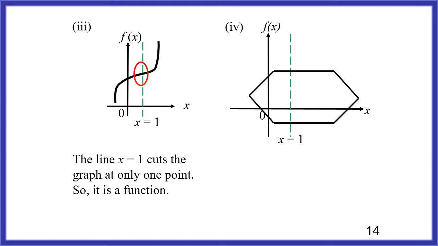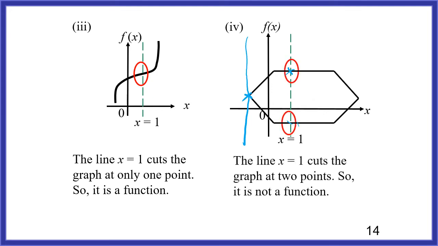It may not be x equal to 1, it can be anywhere. So please check, move around the ruler. And then for number 4, this line cuts through at 2 points. If we put the line here, it will cut through at 1 point only, but if we move around, it will cut through at 2 points. Okay, so this is not a function.